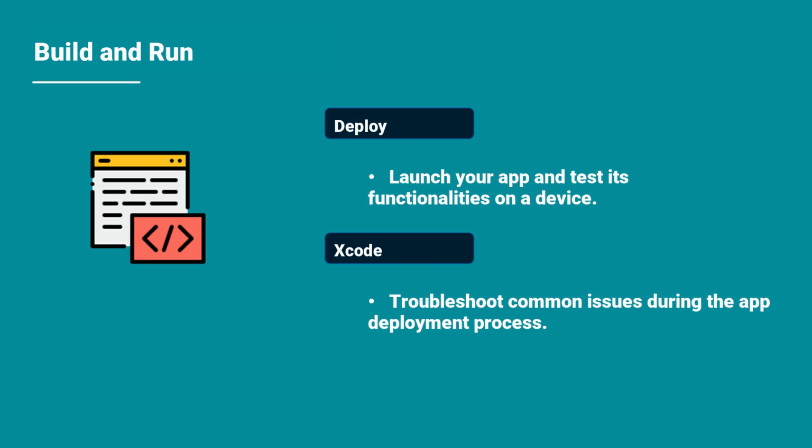But if something goes wrong, don't panic. Xcode will provide error messages or alerts. Pay close attention. Common hiccups can come from the development team configuration or device provisioning issues.